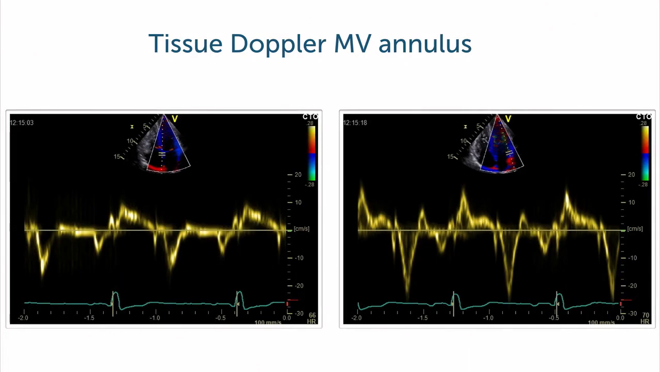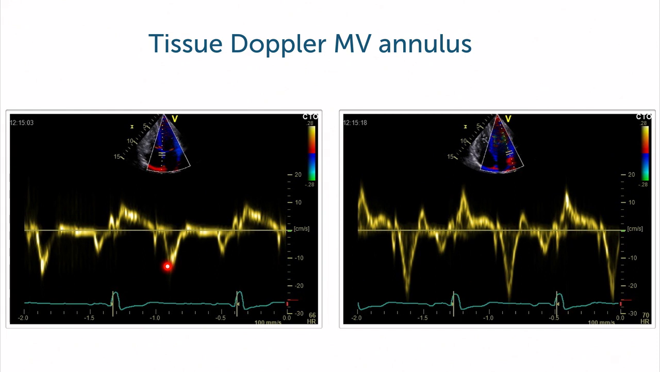So far, we've only been talking about color Doppler and spectral Doppler of flow. Now we'll move to another modality, to tissue Doppler. We can measure the tissue Doppler velocity both at the medial and at the lateral annulus of the mitral valve. You will get a slightly different spectrum. You will get a higher E' wave if you look at the lateral versus the medial signal.